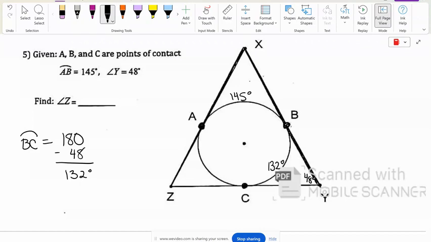Now that I have arc AB is 145 and arc BC is 132, can I now find arc AC? Absolutely. We're going to add the 145 plus 132. We will get 277. Then we will take that 277 and subtract it from 360. We will get 83 degrees. Now you all tell me, now that we know that arc AC is 83 degrees, how will this help us?